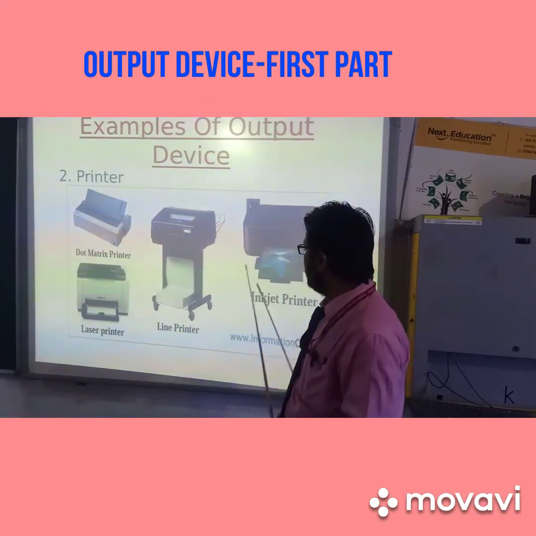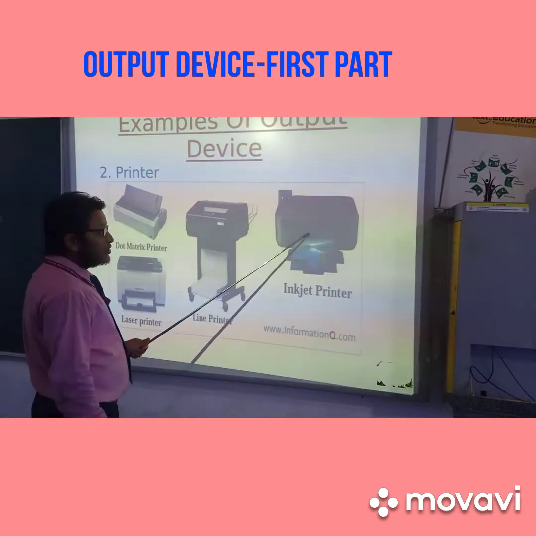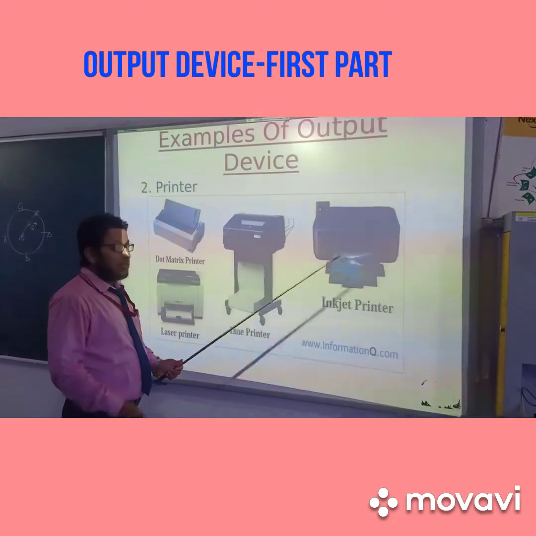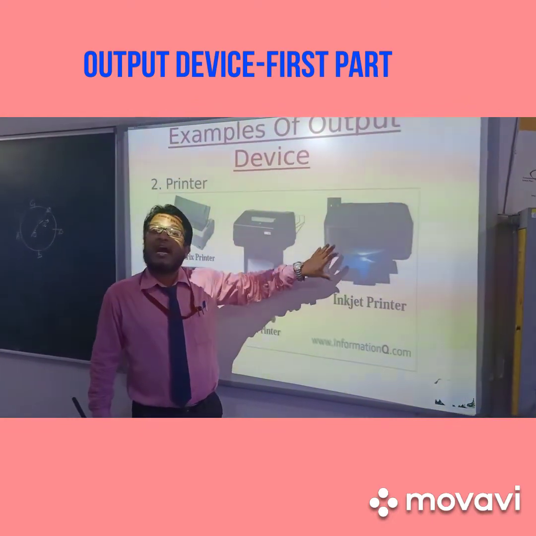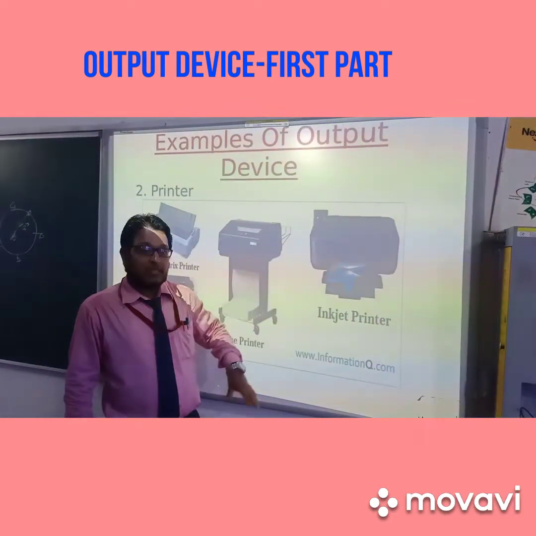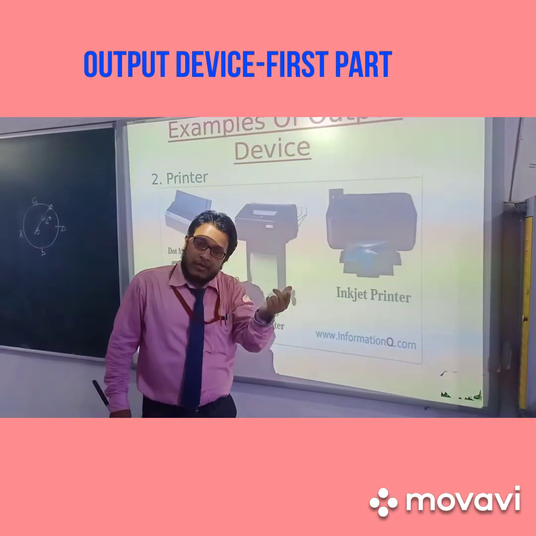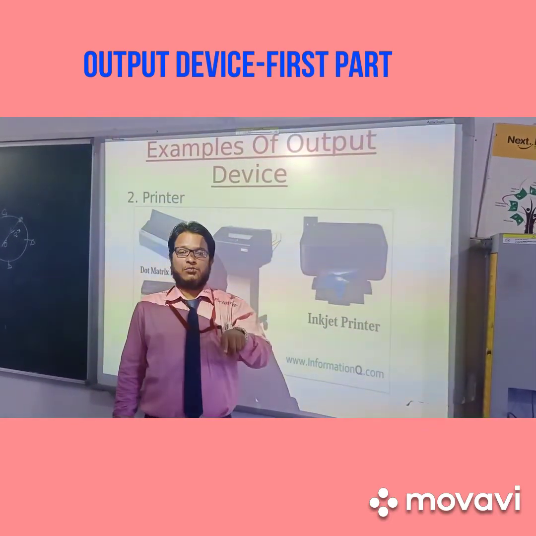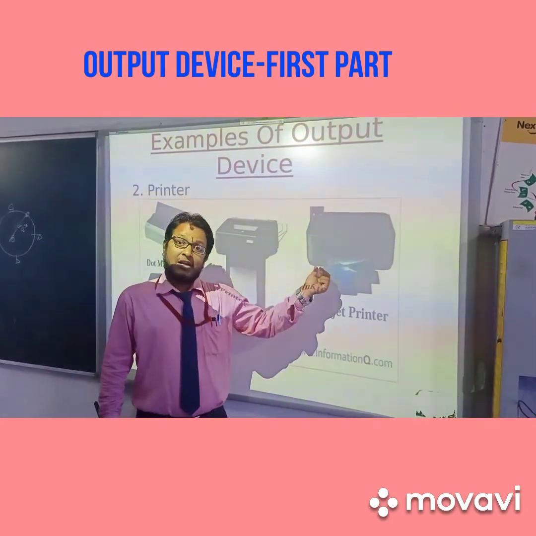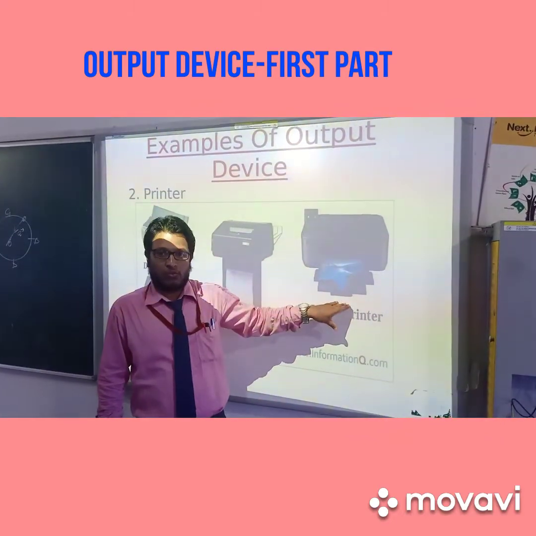Next, come to the inkjet printer. You see, this one is an inkjet printer. It gives very high quality printout. That means it can print both color as well as black. So it gives color printouts as well as black printouts.